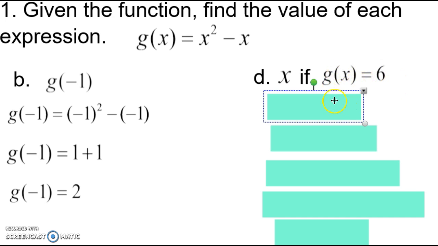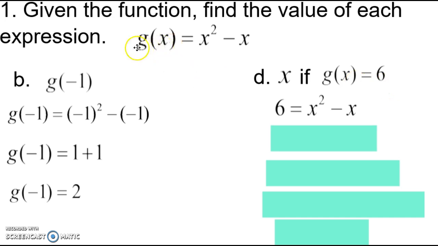So we're going to substitute 6 in for g of x. Again, it says g of x is equal to 6. So where I see a g of x, I'm writing a 6. Now we have 6 is equal to x squared minus x. This is a quadratic equation. The largest degree of this equation is a square, or is a 2. So therefore, it's a quadratic equation.